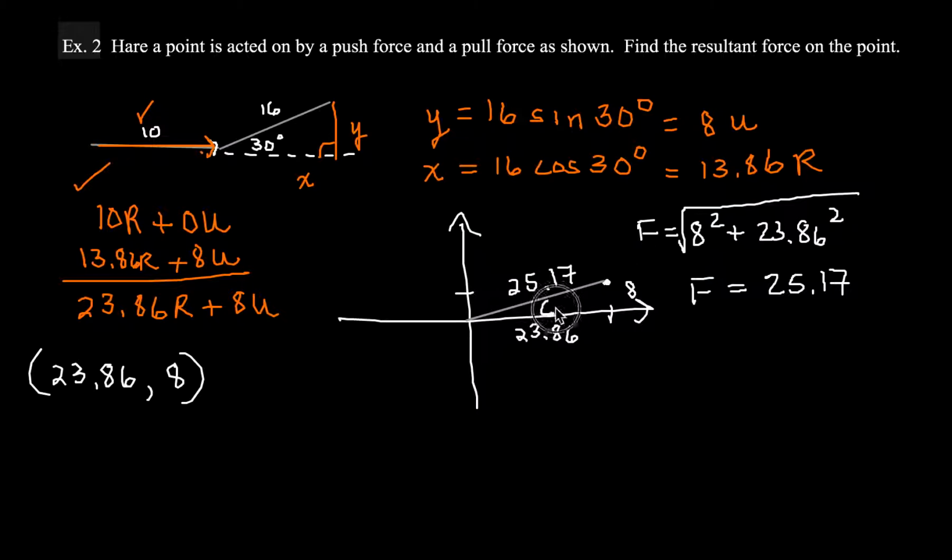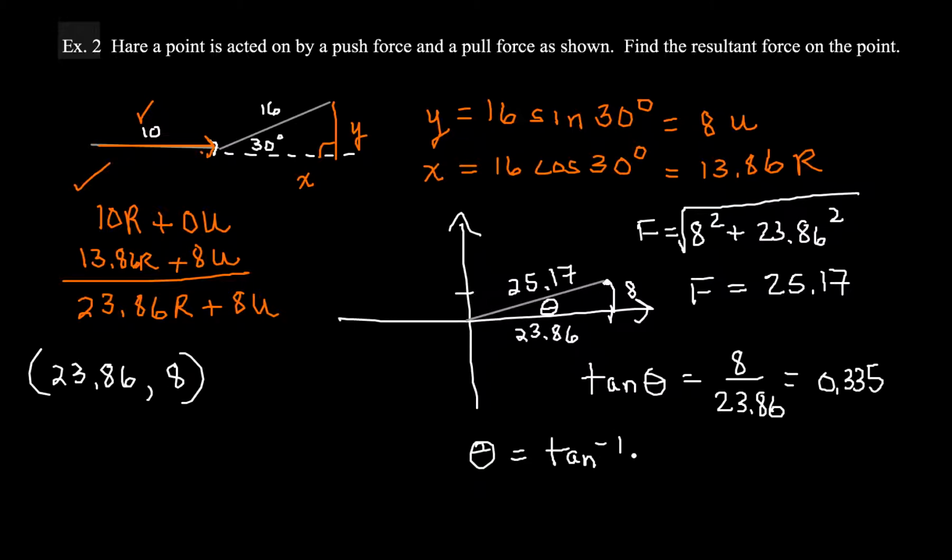And then finally we have to get theta, and you use the tangent. So you say the tangent of theta equals opposite, so that would be 8, over adjacent, which is 23.86. So you get tangent of theta equals 0.335, and then you take the inverse tangent. So you'd say theta equals the inverse tangent of 0.335, and out will pop your angle.